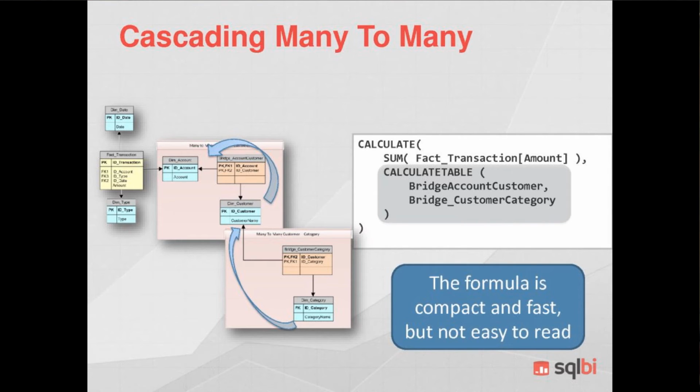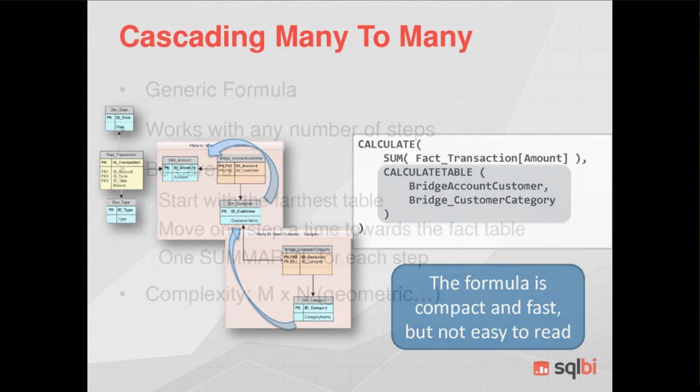Okay? So it's an easy pattern. The cascading is an easy pattern. And we do the jump. Everything is done with just this CALCULATETABLE. The formula is compact, fast, not easy to read.